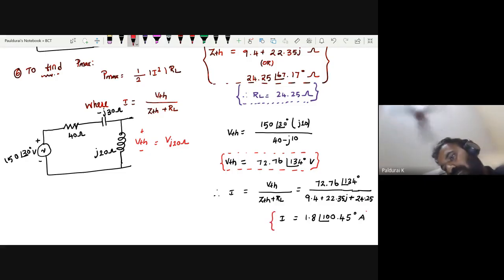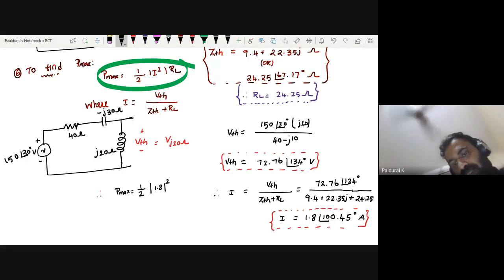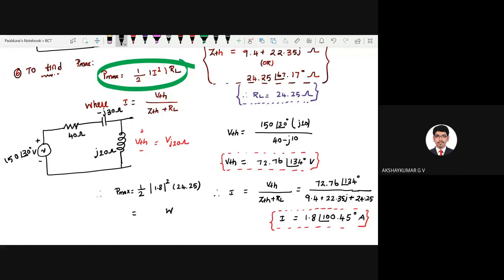So find Pmax. You know the formula for Pmax, right? This is the formula for Pmax. So Pmax equals half times I squared, taking the magnitude 1.8 squared, times RL, where RL equals 24.25. The answer is 39.285 watts, sir.